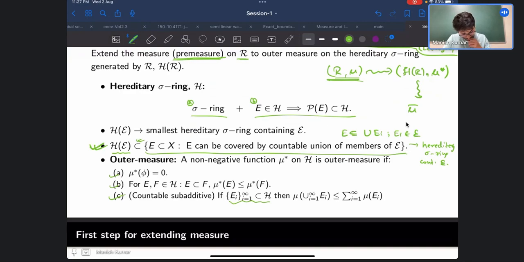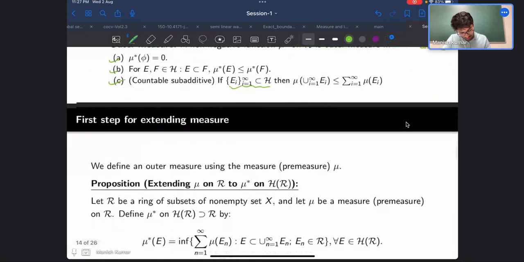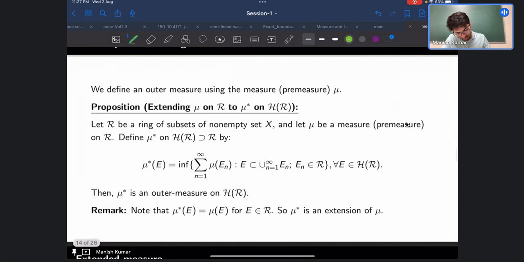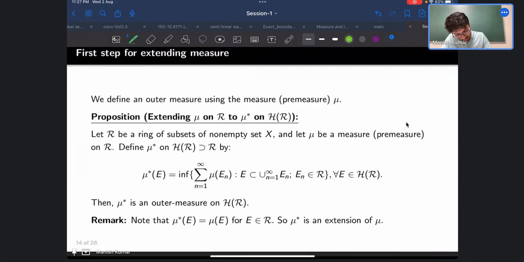Now, using this known measure, this is how we extend. As I mentioned earlier, you have mu, and for that you have domain R. So this is known to you. From here I would like to define this mu star, and the domain of this will be H of R, that is, the hereditary sigma ring generated by this ring R.